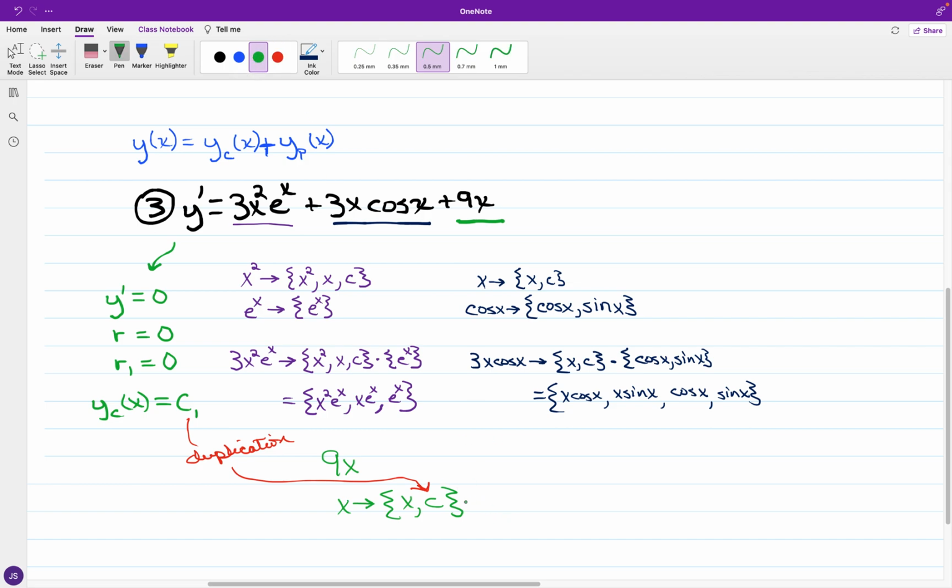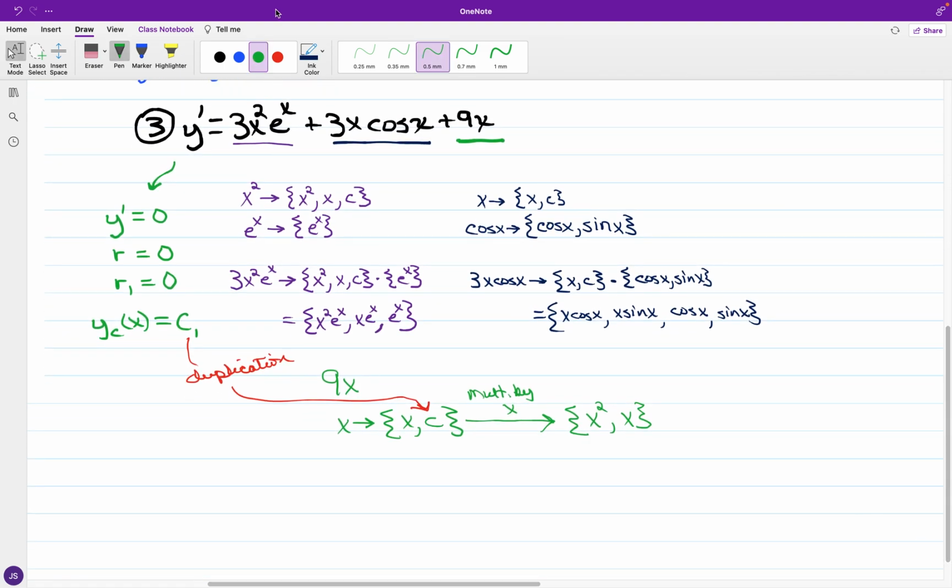And so anytime you have a duplication, you can just multiply that family by x. So again, I'm multiplying by x to remove the duplication. So I'm going to have x squared, and c times x, I can just say that I have cx. So what I have in the setup for y sub p, I can just go ahead and cluster together what I have with the families of derivatives.